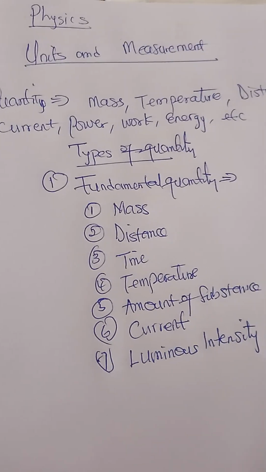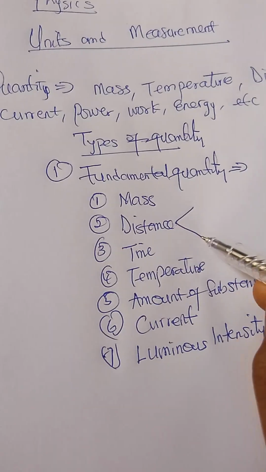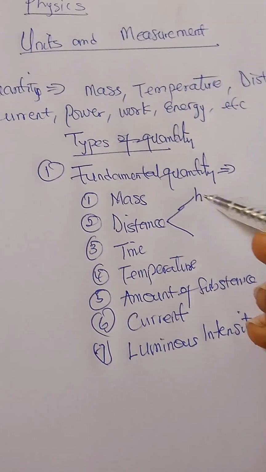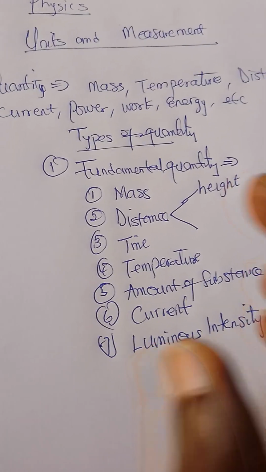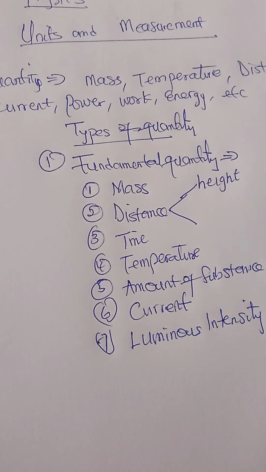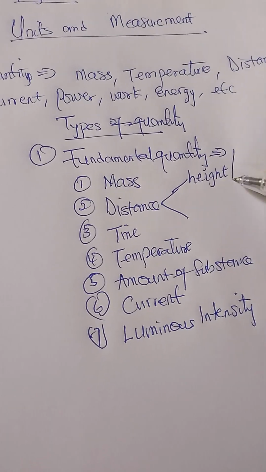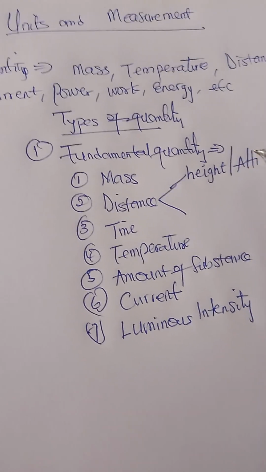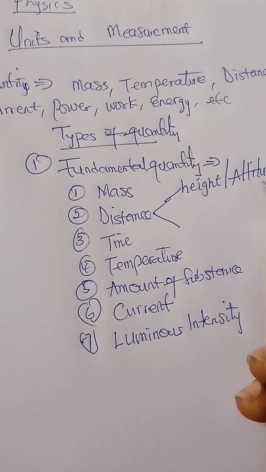But there's something you need to know. The thing you need to know here is that distance can be height. Distance is simply the space or gap between 2 points. So height is also distance because it's the space between 2 points. Height is also known as altitude. So if you don't want to call it height, you can call it altitude.